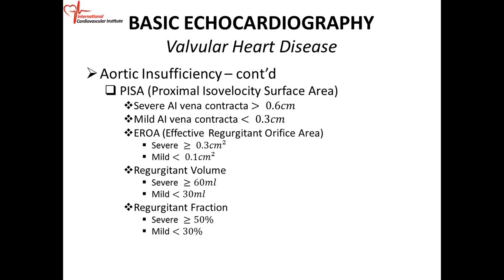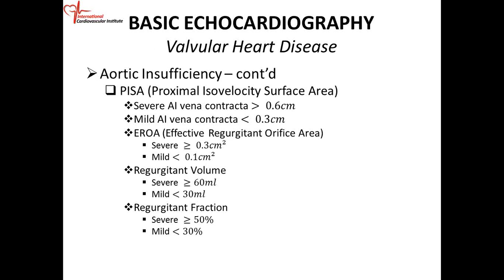We talk about the pressure half time and the density of the regurgitant envelope. If the pressure half time is less than 200 milliseconds, it suggests severe. If it's greater than 500, then it's mild. And we also look at the PISA method of doing it. The PISA method allows us to look at what we call the vena contracta, that is the width of the regurgitant jet. We can also look at the EROA, effective regurgitant orifice area, the regurgitant volume, and regurgitant fraction.